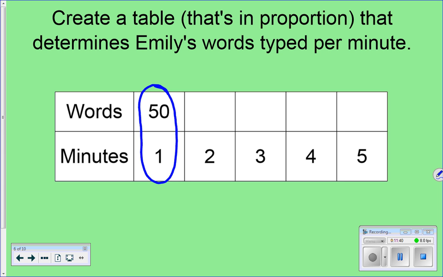About done? Okay, finished? Okay, finished.